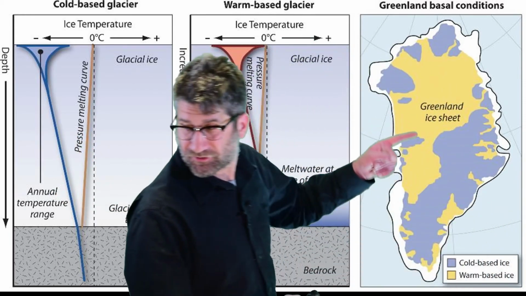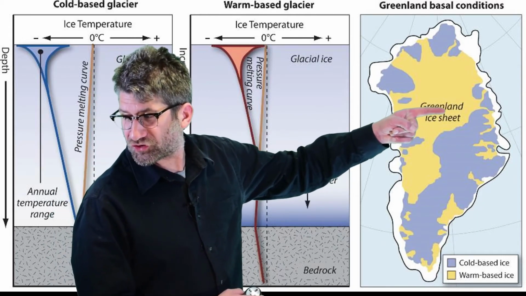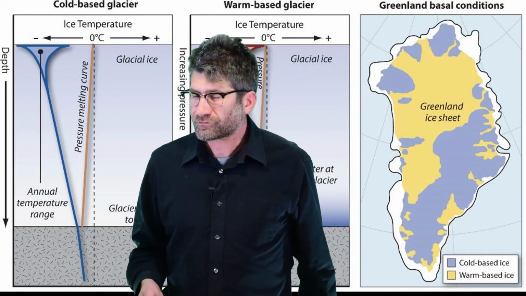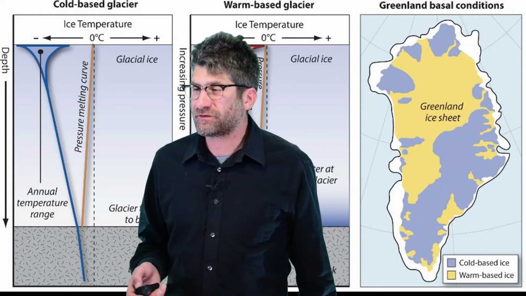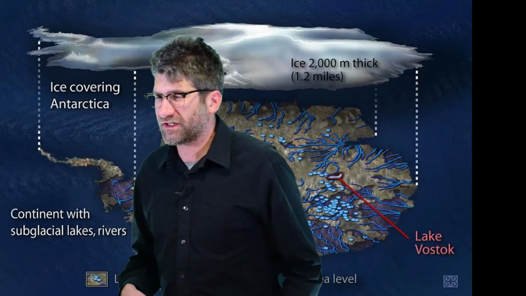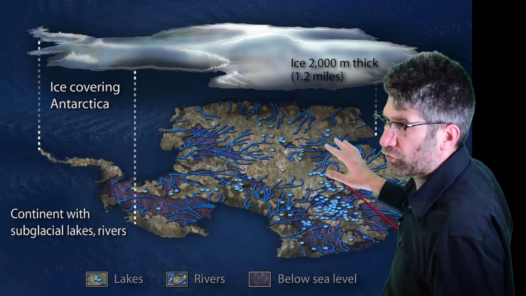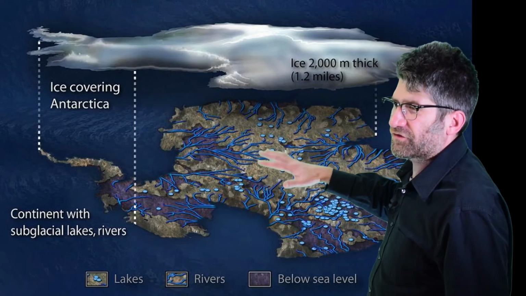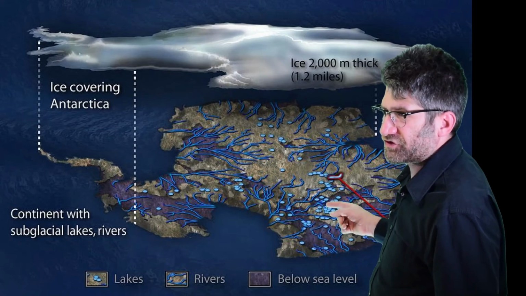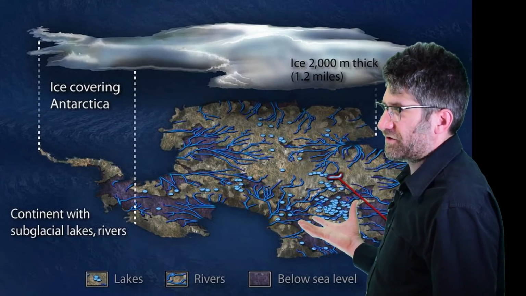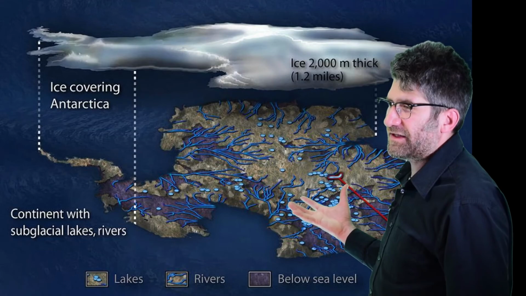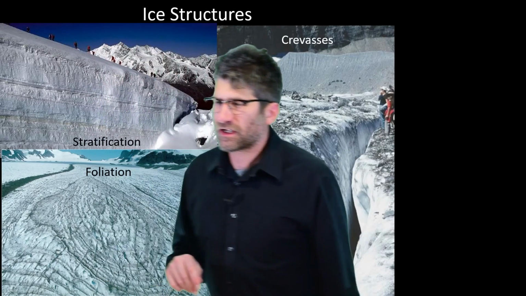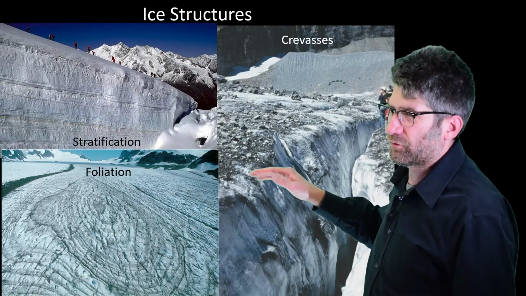Our other picture here is from Greenland, showing the portions of the glacier that are warm base versus cold base. Because of this heat that is coming in from the Earth's surface, we actually end up with pressure melting. We end up with an incredible system of lakes and essentially rivers that are beneath the Antarctic ice sheet. So this is just showing these lakes and rivers that are actually connected beneath the Antarctic ice sheet. That's pretty cool.